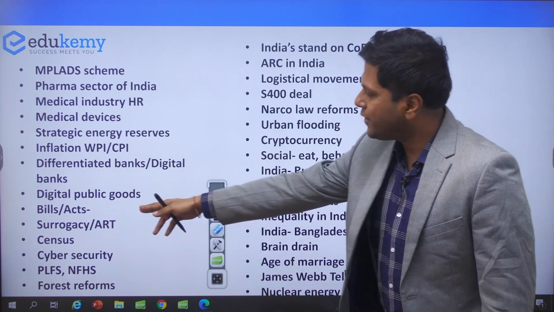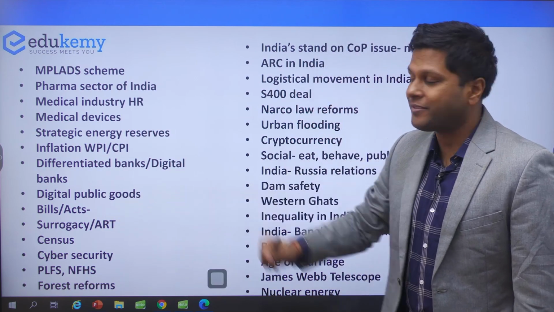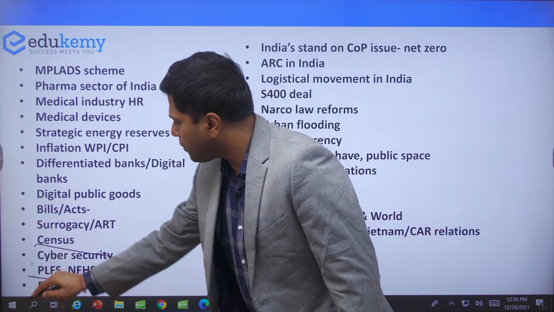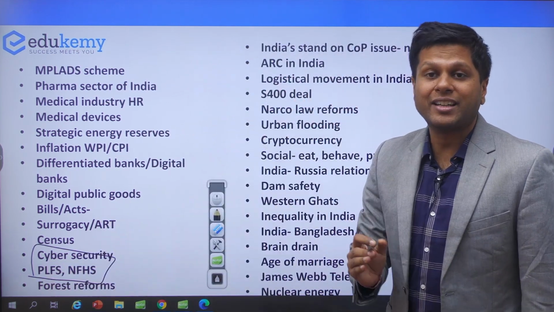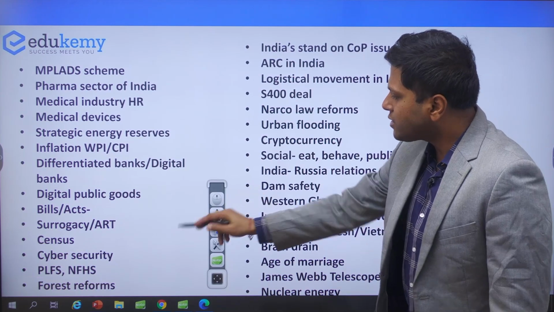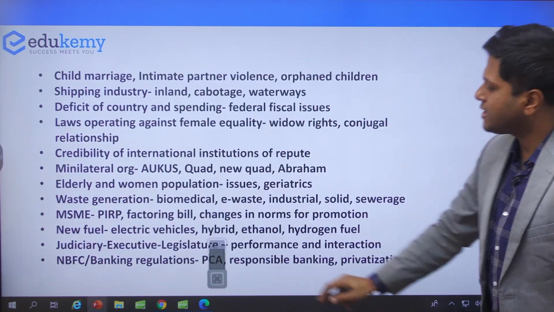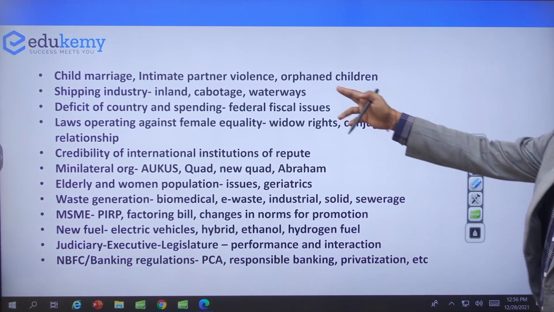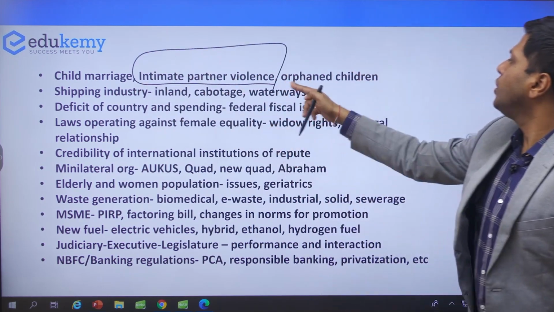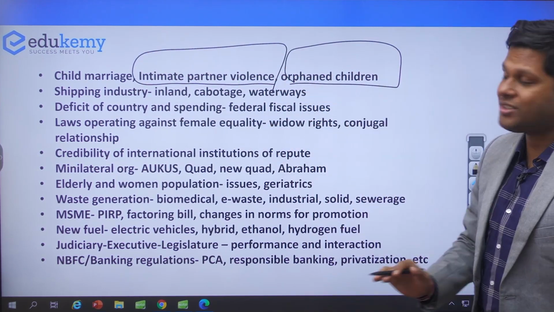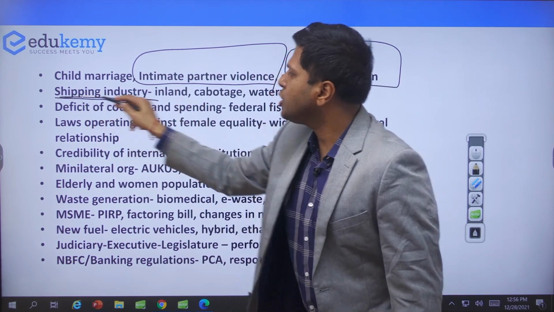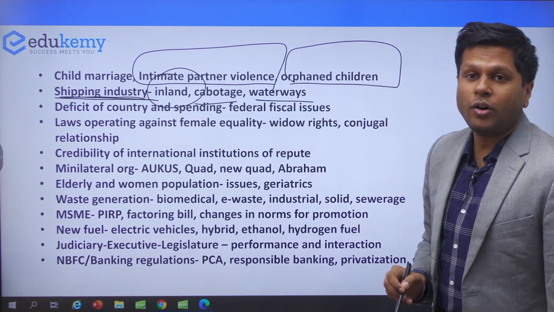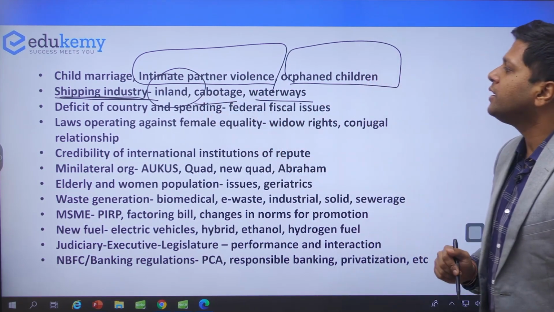Some bills and acts as well, for example, surrogacy, assisted reproductive technology. Then we have some important reports which we can quote from: National Family Health Survey and Periodic Labour Force Survey, right? Forest reforms are also important for this year. And then some more themes, for example, the ones that relate to child marriage, intimate partner violence, been in news because of COVID, orphaned children, right? Shipping industry, yes, reforms have been done in shipping industry, inland shipping bill, cabotage law, and waterways reforms. All of the three have been in news, right?